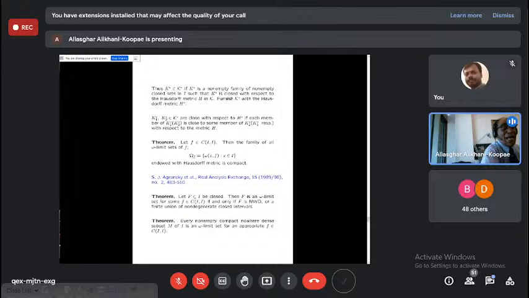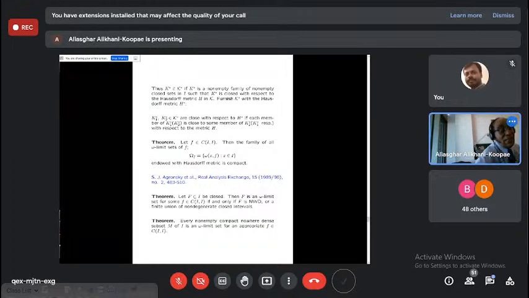Then they showed that for continuous self-maps, the family of all omega limit sets endowed with this Hausdorff metric is compact. They showed it is compact because they needed this, and therefore they started working on and considering stability in this sense.